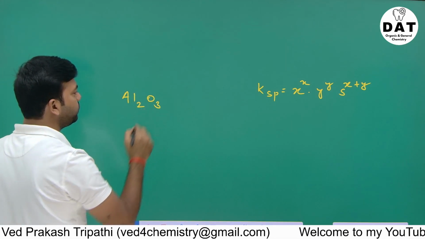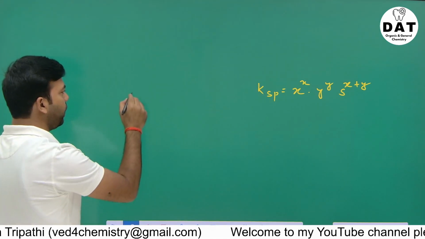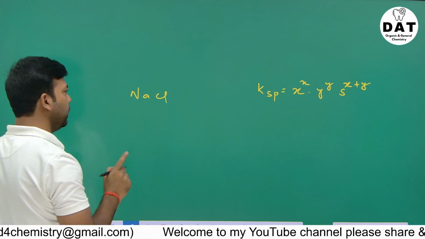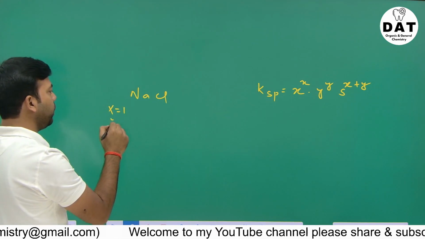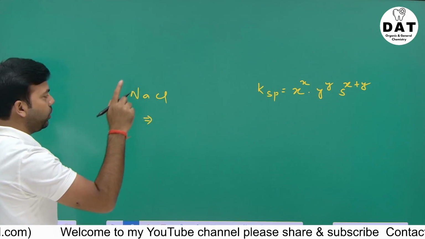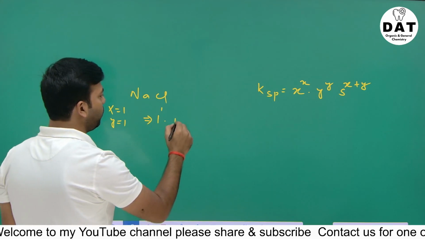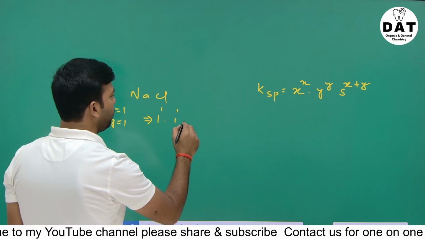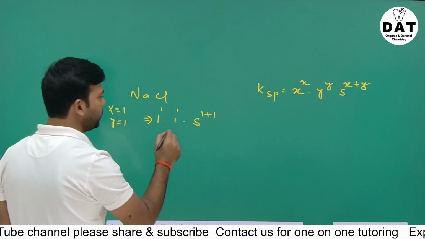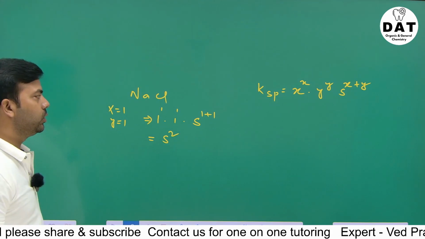Suppose we have this type of salt Al2O3, or let's do the simple one. Suppose here we have NaCl. So you can see Na is 1, Cl is 1. Clear? So my x value is here 1 and y is also 1. So let's write down this. I said x to the power x, so 1 to the power 1, y to the power y, 1 to the power 1, and now s to the power x plus y, 1 plus 1. So you can see overall is what? s to the power 2. Clear?